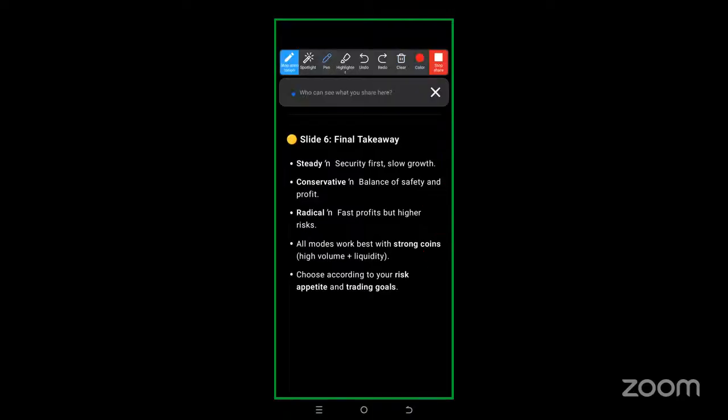We come to final takeaway. We are learning, of course, the notes of these modes but later we'll go in the robot to see where they are. When we come to steady, the first one, security first, slow growth.